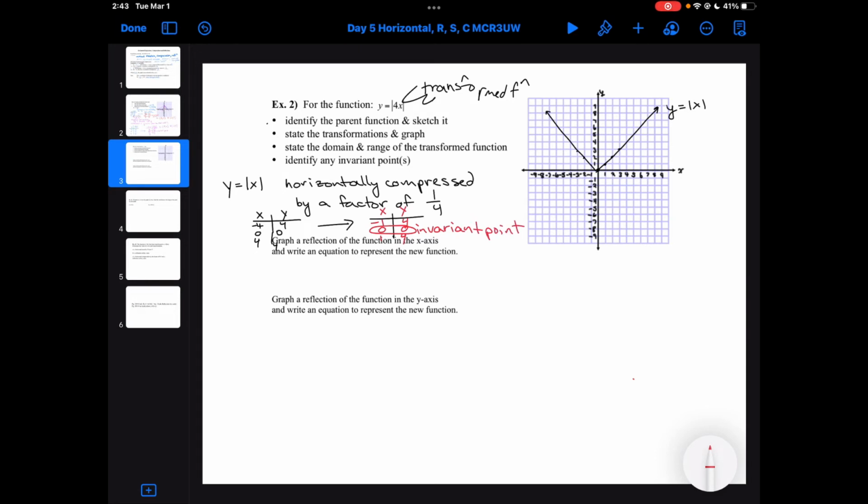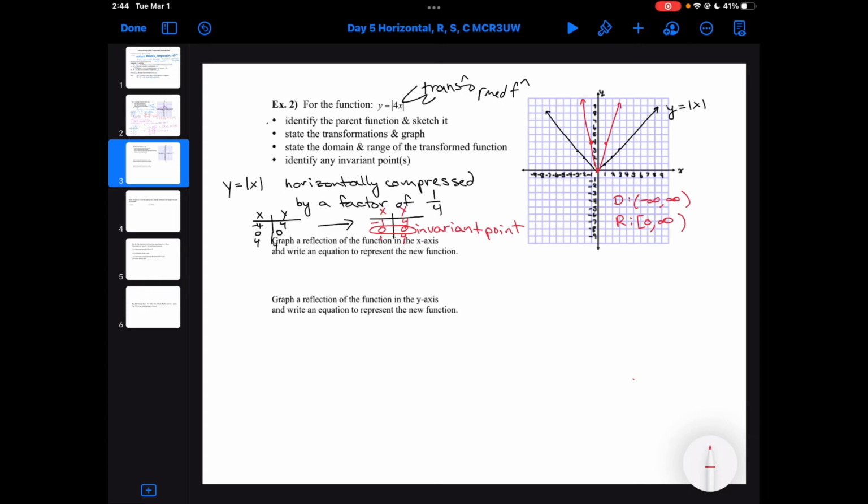And then I can plot those on the graph. So I've got -1 and 4, 1 and 4, and 0, 0. So my graph is much skinnier. It's been compressed horizontally. The points are 4 times as close together. So then my domain and range of the transformed function. My domain is all of my x values, so that is the same, still -infinity to infinity. My range also happens to be the same, 0 to infinity.